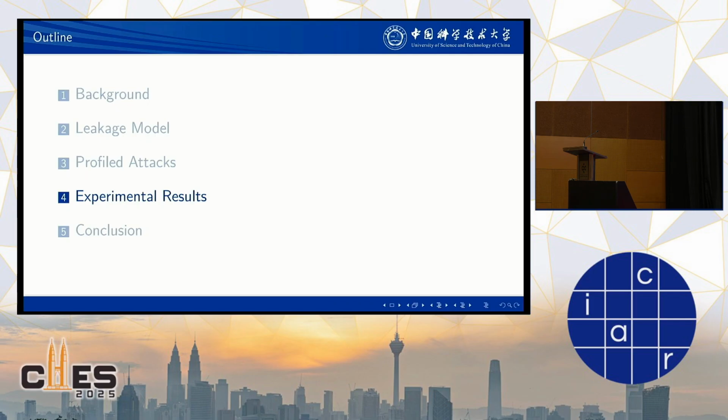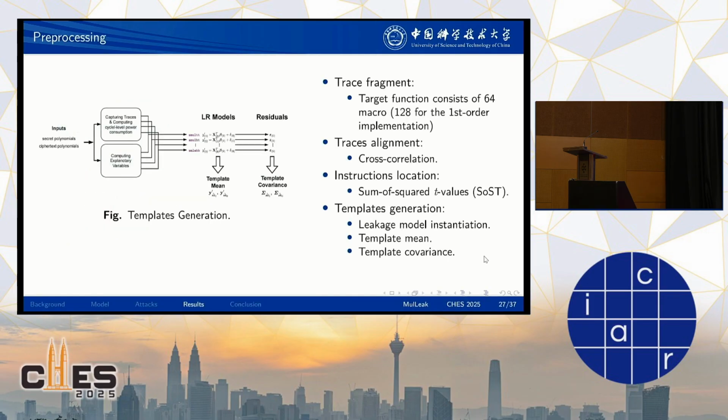Now we talk about the experimental results. The pre-processing in our work contains these parts. For trace fragmentation, the target function consists of multiple macros. For trace alignment, we use cross-correlation. For instruction location, we use SOST. For template generation, we instantiate the leakage models for each multiply instruction, and then generate the template mean and covariance for each secret coefficient.